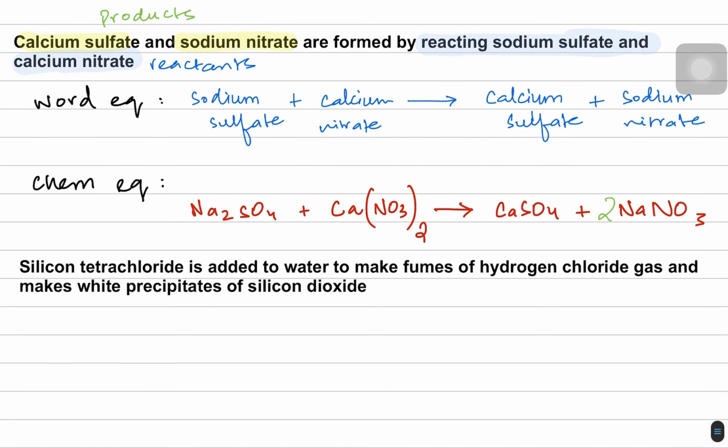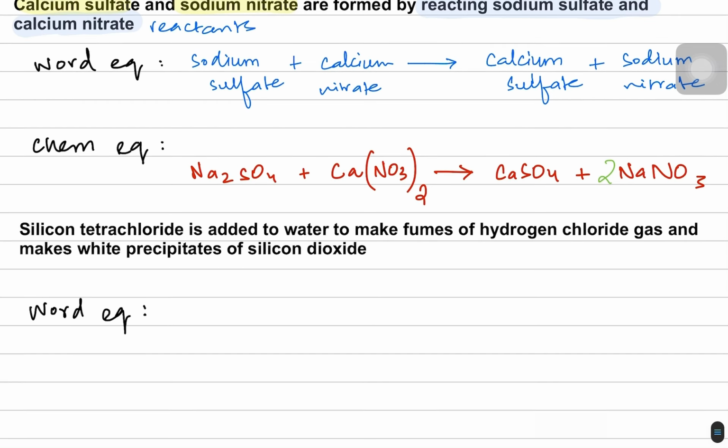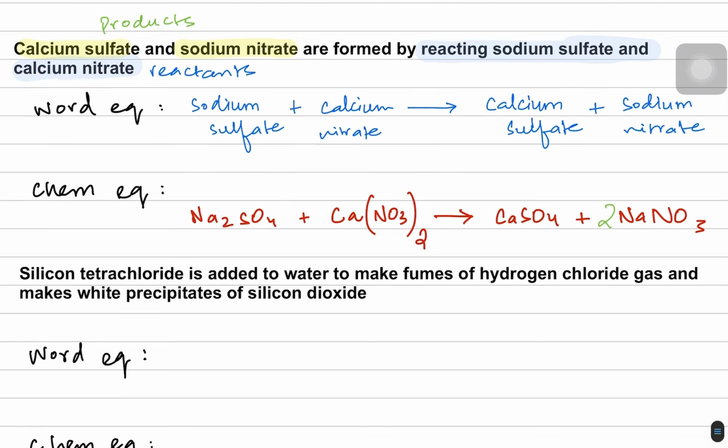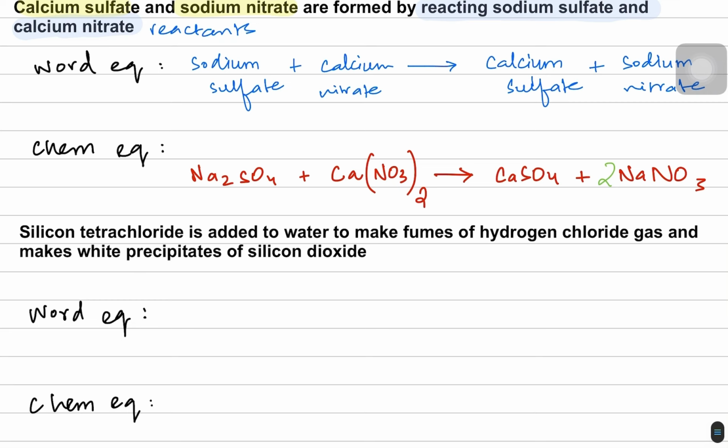Let's go for the second equation. We'll write the word equation first, and then we will write the chemical formula equation. Silicon tetrachloride is added to water, so two things are combined, which are our reactants here, silicon tetrachloride and water, to make fumes of hydrogen chloride and white precipitates of silicon dioxide. So these are our products.